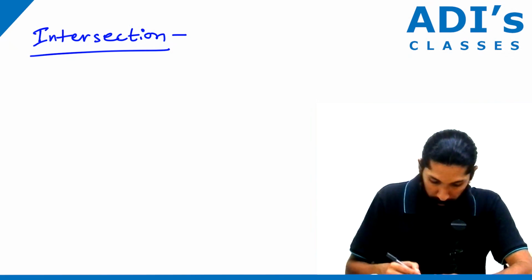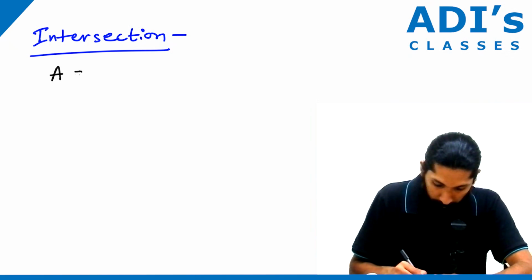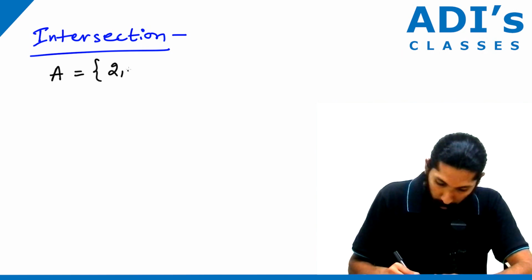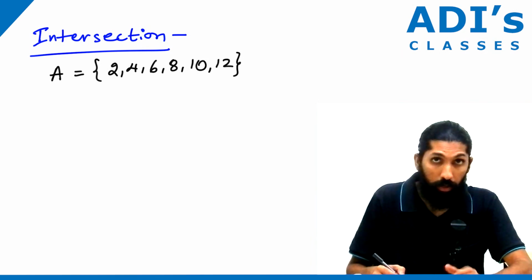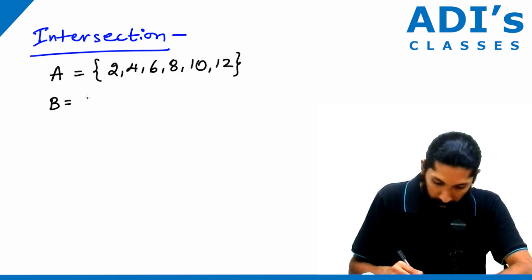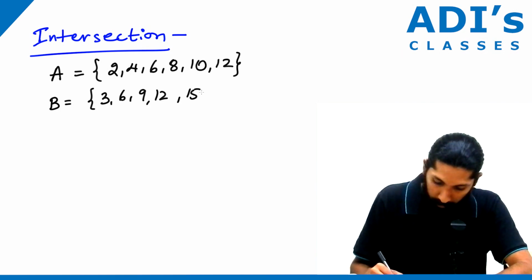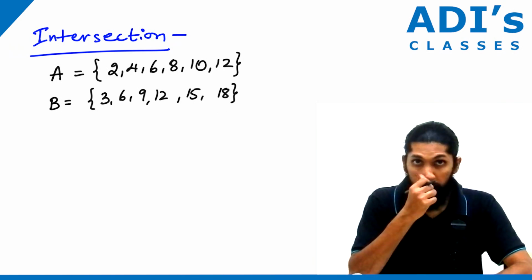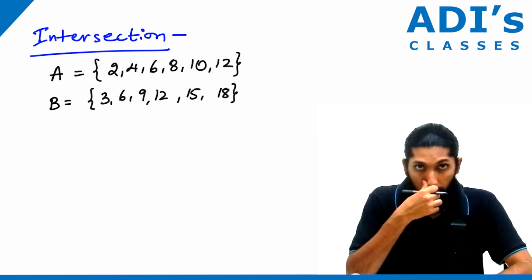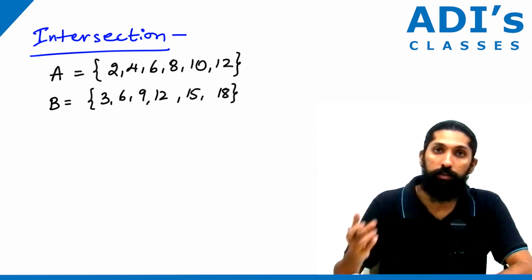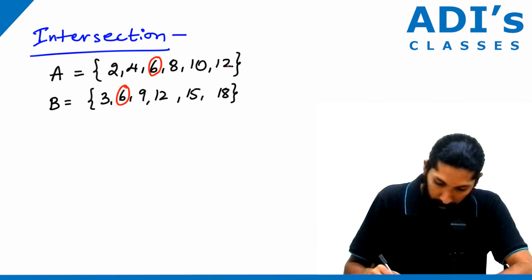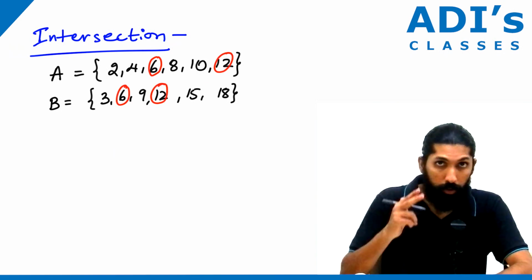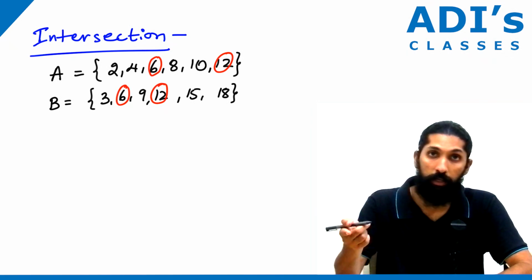Okay, for example, suppose I have a set A, let this be 2, 4, 6, 8, 10 and 12. Assume. And say set B is 3, 6, 9, 12, 15, 18. So assume that these are two sets, set A and set B. Now, what are the common elements between the two sets here? See, 6 is a common element, 12 is a common element, correct? So there are two elements which are common for both A and B.